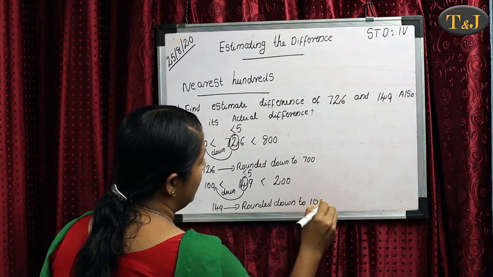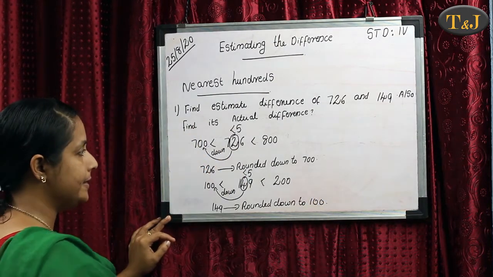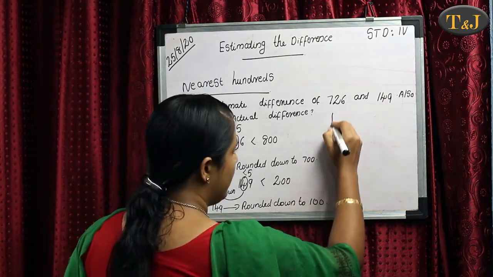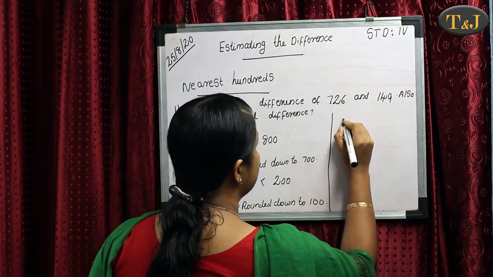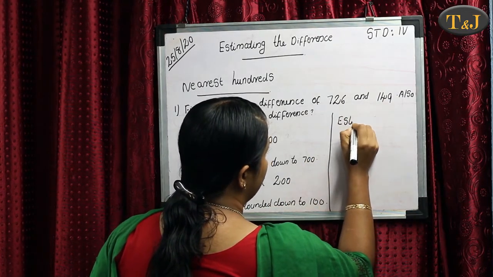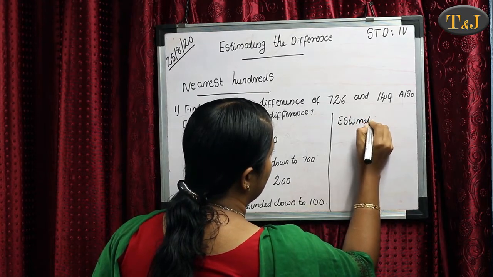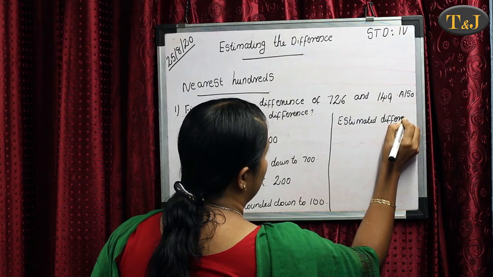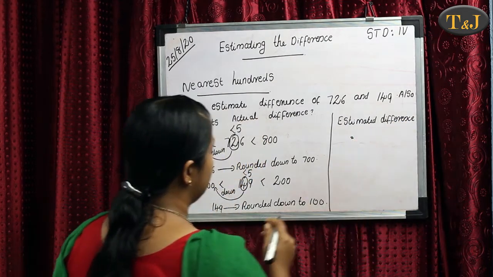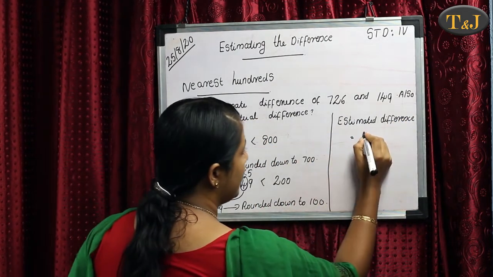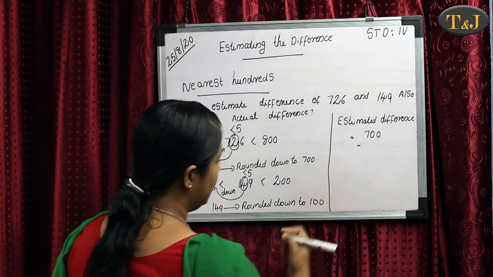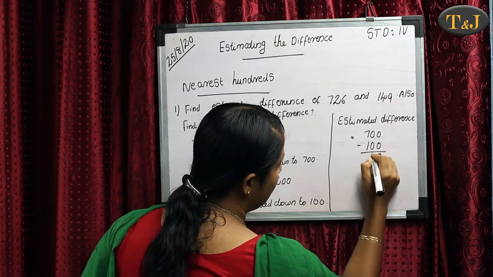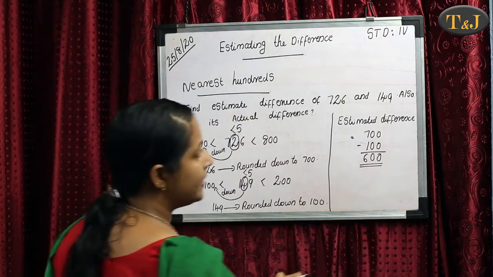Down to 100. So we get 726 as 700 and 149 as 100. Next we want to find out the estimated difference. Estimated difference means the rounded numbers. Here the rounded numbers are 700 minus 100. So subtracting, we get the answer as 600.